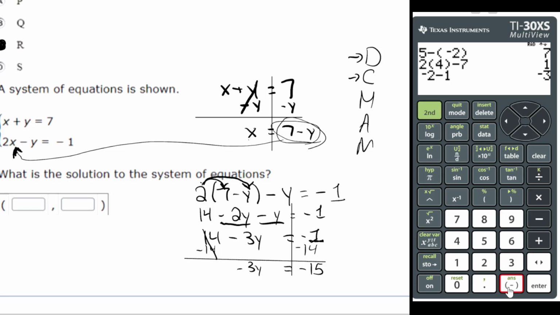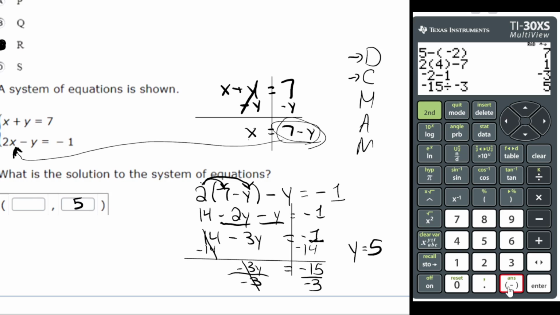Get rid of your multiplication and division on the same side of the variable. This negative 3 is being multiplied by y, so to get rid of it, we do the opposite, which is dividing. y equals negative 15 divided by negative 3, which is positive 5. So we know that y equals 5.